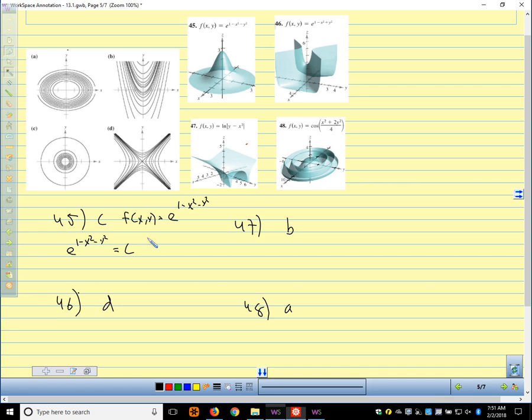So what do I do here? Take the natural log of both sides. So I get 1 minus x squared minus y squared equals natural log of c, which is just a constant, so I'm going to call it C1. I'm going to add the x squared and y squared and subtract the C1. x squared plus y squared equals 1 minus C1. This is a constant. That's a circle. Oh my goodness.